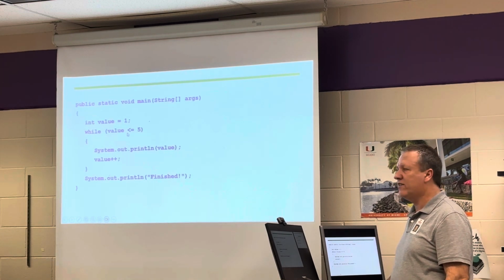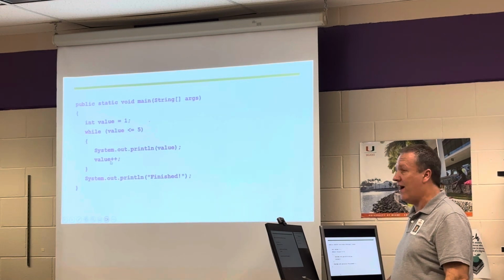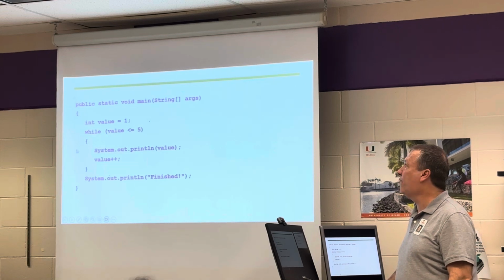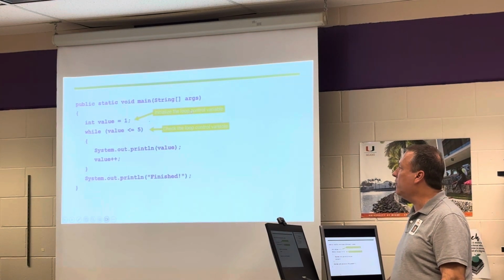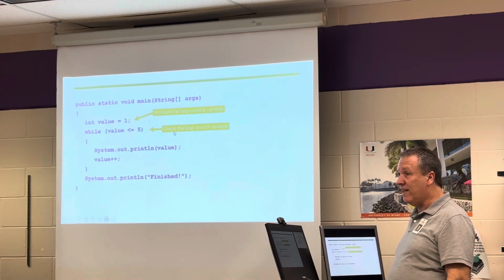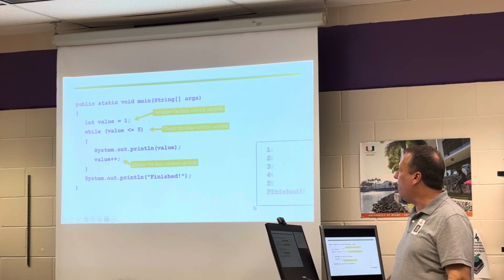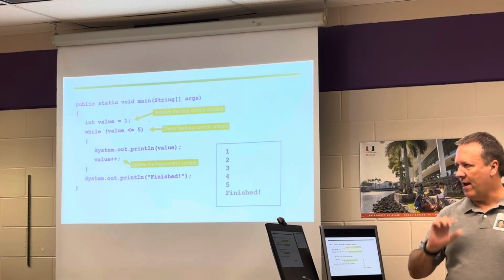5. Is 5 less than or equal to 5? Yes. So it prints out 5. Now what's value? 6. Is 6 less than or equal to 5? No. So it falls out and prints out finished. It initialized my loop control variable. I checked it in evaluation, and I updated it. So when I ran this code, I got 1, 2, 3, 4, 5, and then I printed finished.